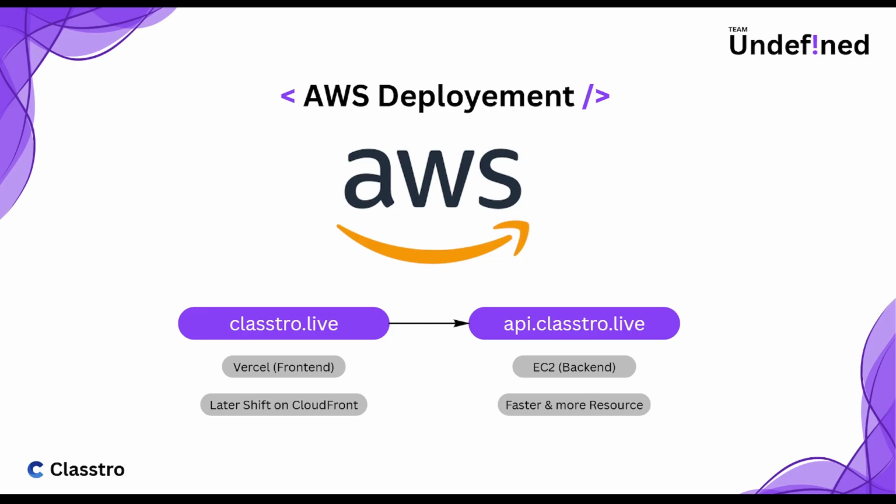The backend is deployed using AWS EC2, which provides better performance, resource management, and reliability. This deployment structure allows the application to handle users efficiently and support features, scalability, and improvements.